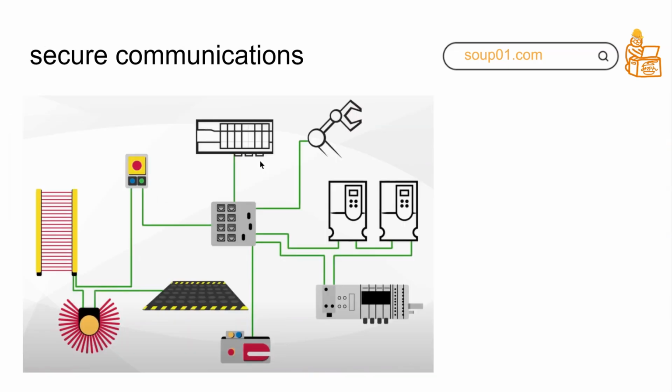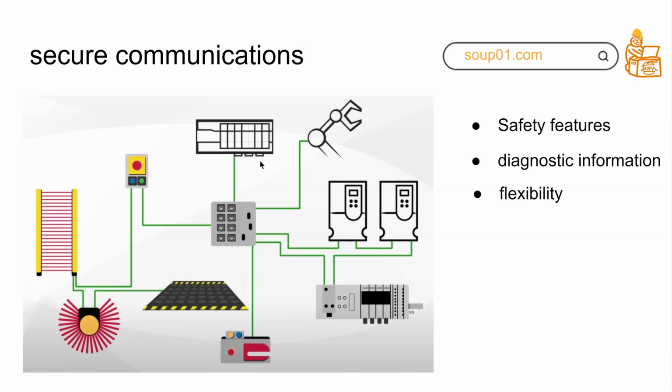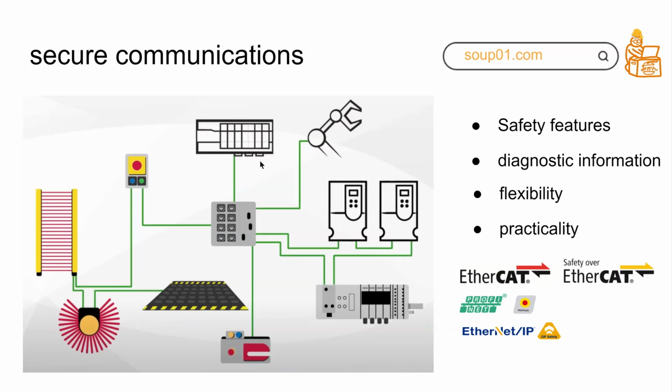This is why we have the feature called safety communication. Safety communication can provide safety features, diagnostic information, and flexibility, and it is extendable. It helps you scale your system up or down. For safety, EtherNet/IP has CIP Safety, ProfiNet has PROFIsafe, and EtherCAT has FSoE. This is the topic we are covering today.